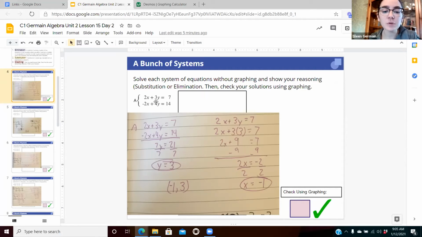We have 2x plus 3y is equal to 7, negative 2x plus 4y is equal to 14. Okay, let me pull this chat up just so that you can ask me questions as we're going. So we take our first equations here, and this guy here is ready for elimination because which variable has easily cancel outable pieces to it? The y?